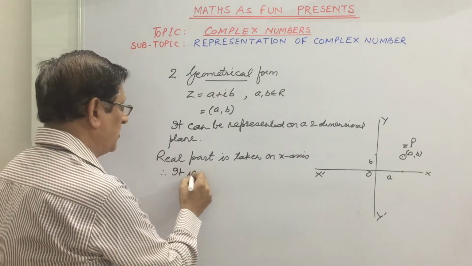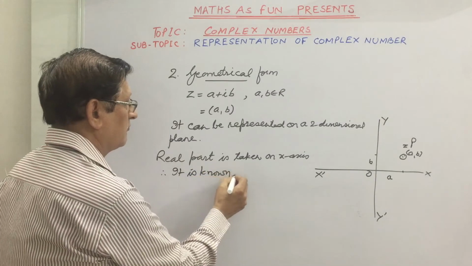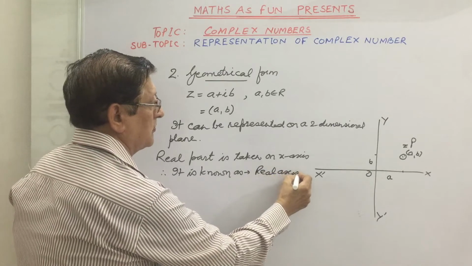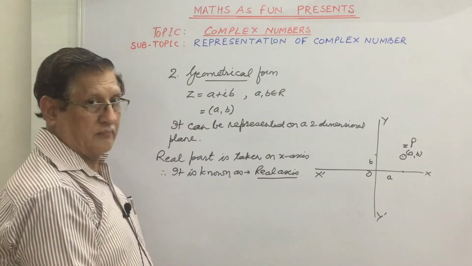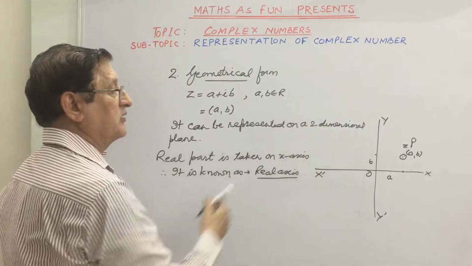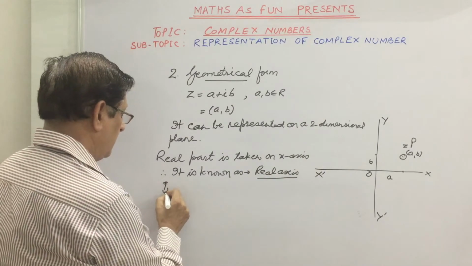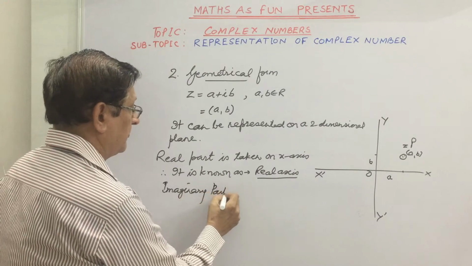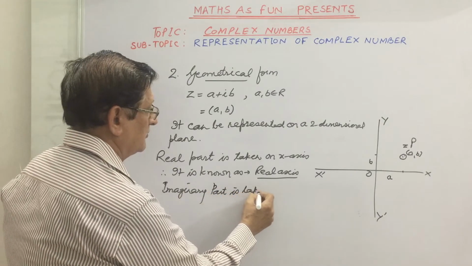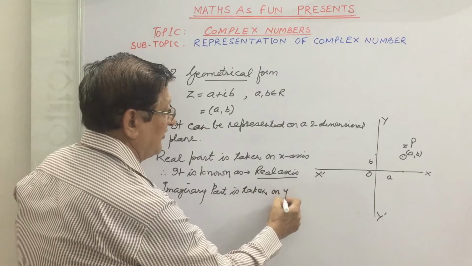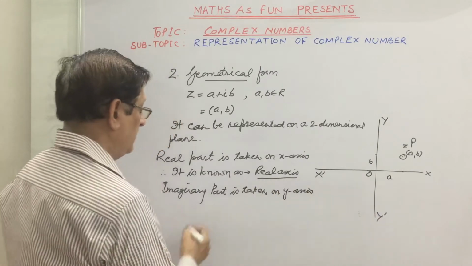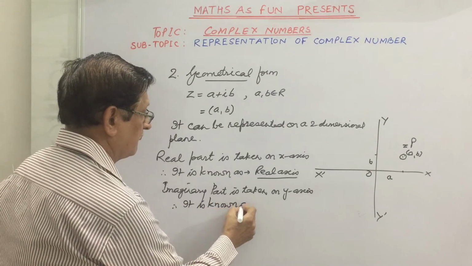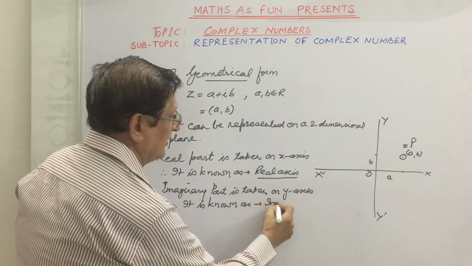Therefore, it is known as the real axis. Imaginary part has been taken on y-axis. Imaginary part is taken on y-axis. Therefore, it is known as imaginary axis.